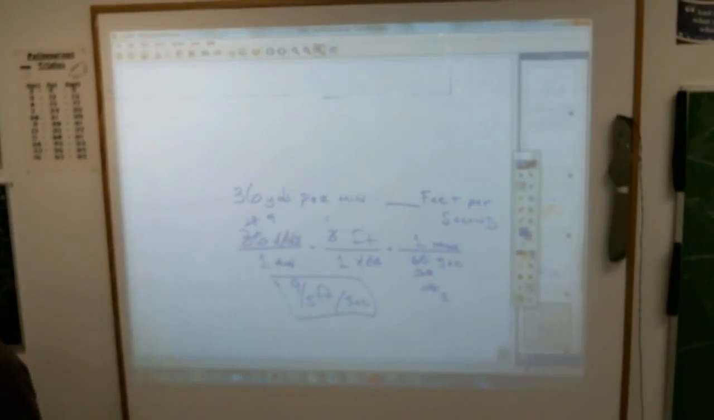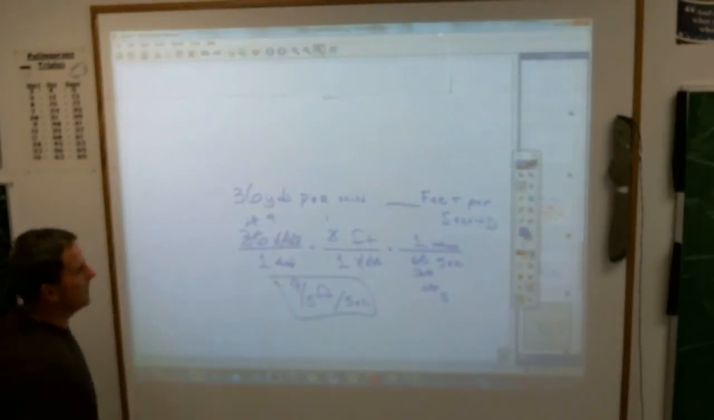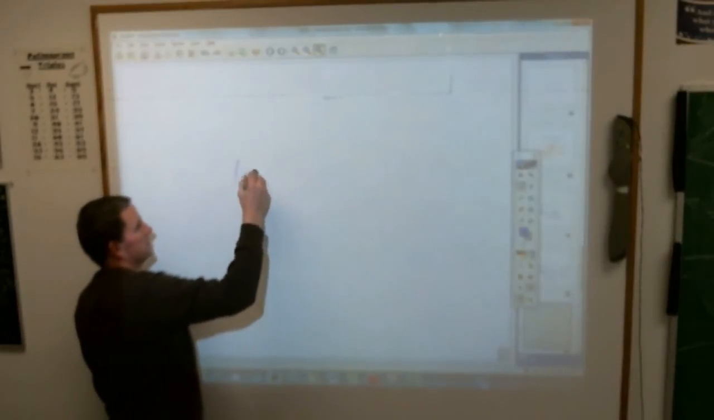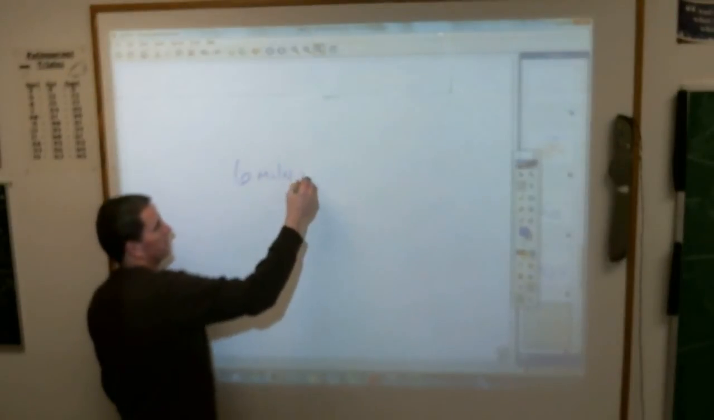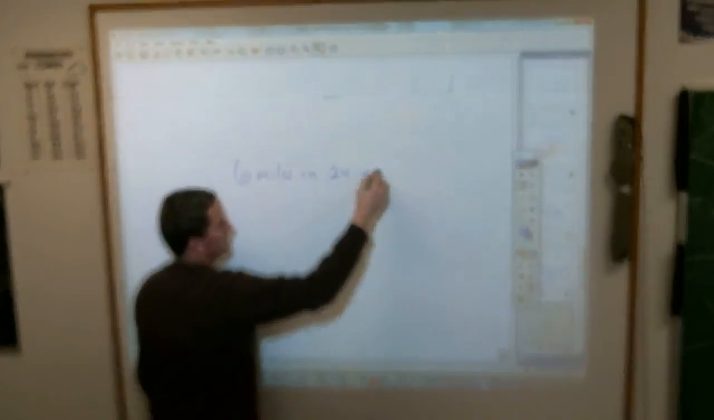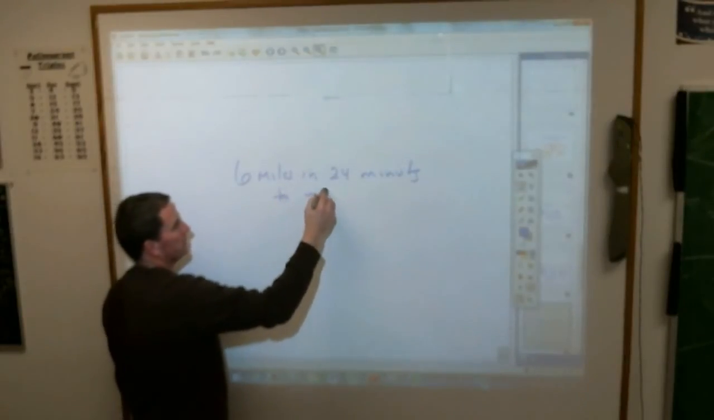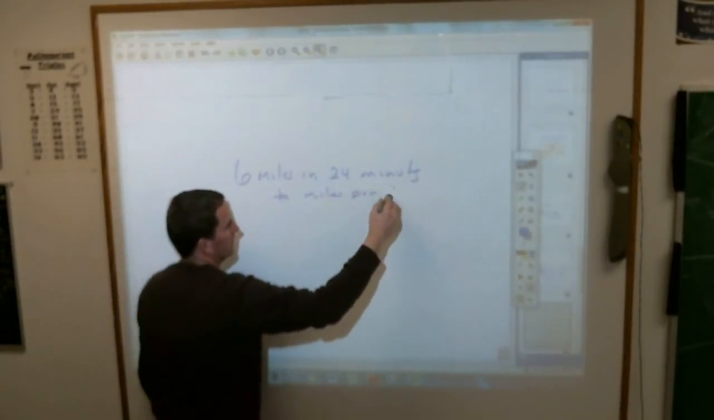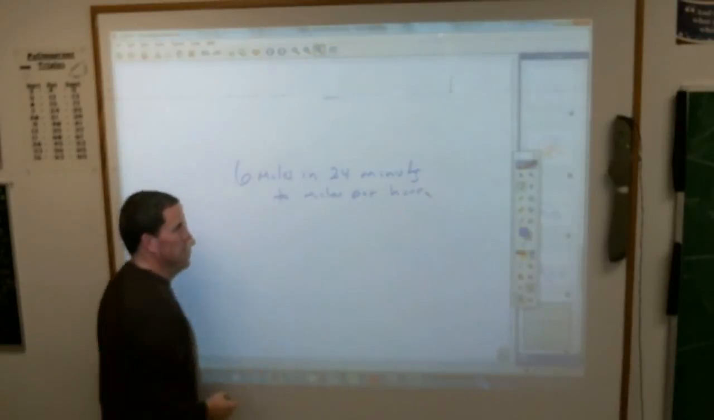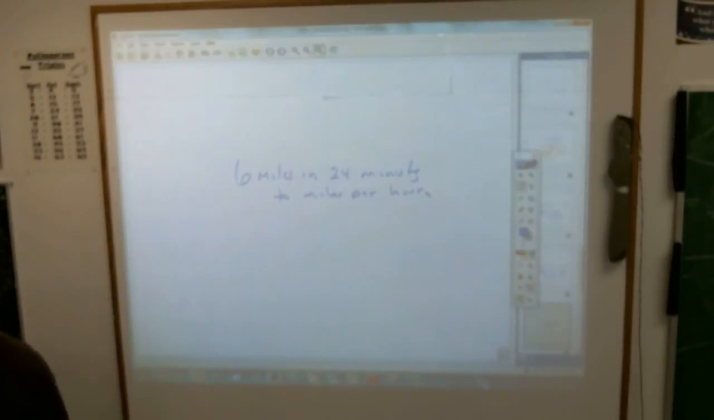Let me give you one. How about this one? 6 miles in 24 minutes into miles per hour. 6 miles in 24 minutes to miles per hour. Use unit multipliers to convert that for me. I will give you 30 seconds or less.